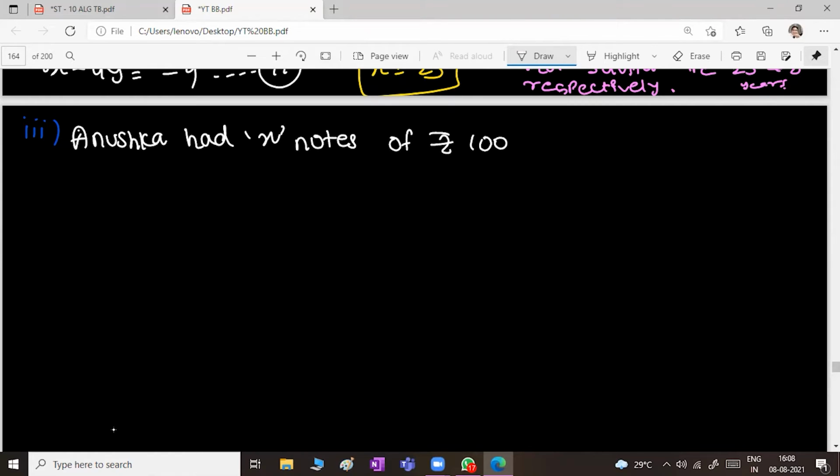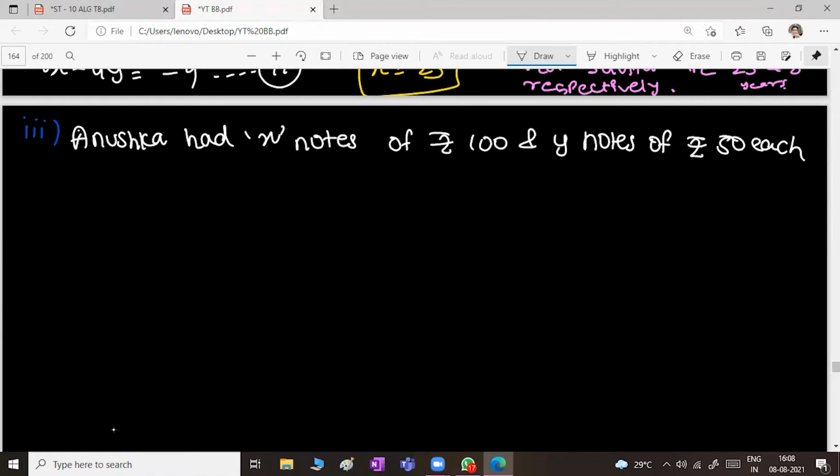The question is easy, activity based, so it needs less thinking because half of the things are already given. We don't even need to formulate the conditions since they are already given to us. So let's start from the beginning. Suppose Anushka had x notes of rupees 100 and y notes of rupees 50 each. This is given in the question.